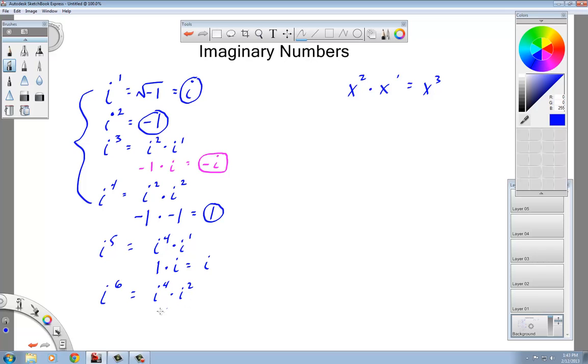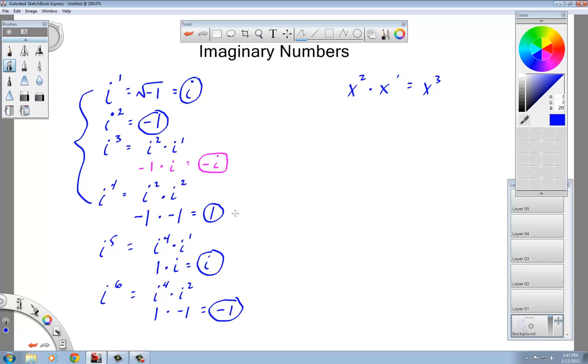Okay, now look back at what we've done so far. What is i to the fourth? 1. What is i to the second? -1. So i to the sixth equals 1 times -1, which is -1. And we can see what's starting to happen here. It goes i, -1, -i, 1. Here it is again: i, -1. And the next one, i to the seventh, would be -i. i to the eighth would be 1.